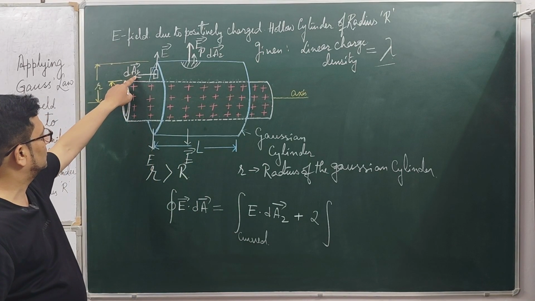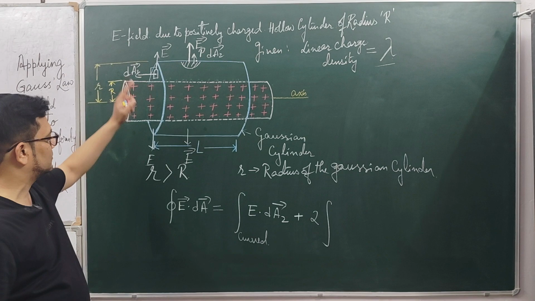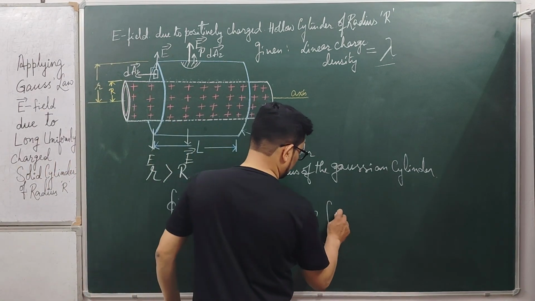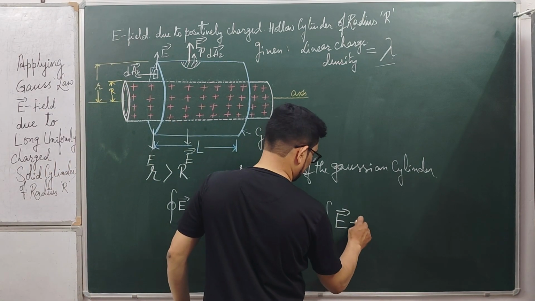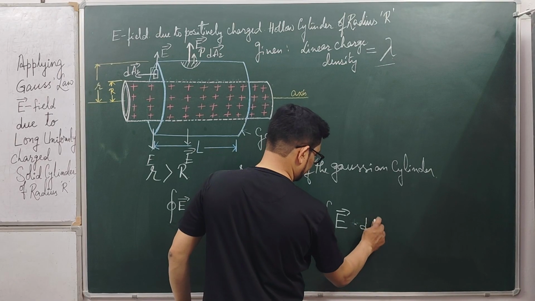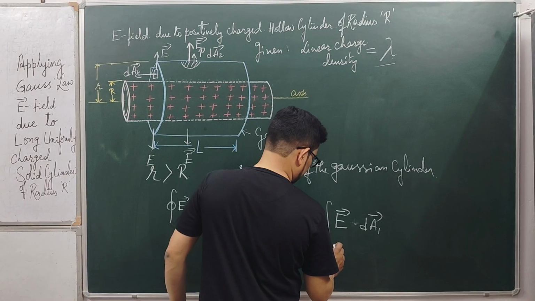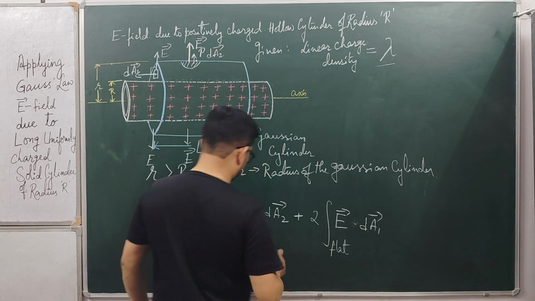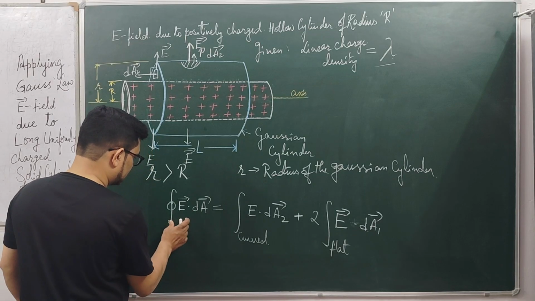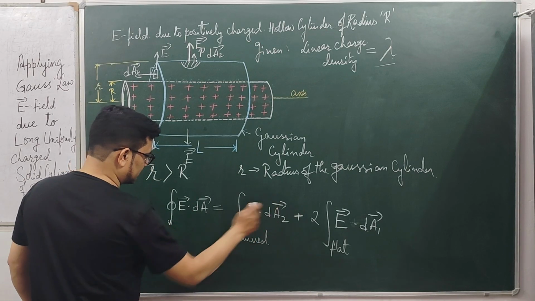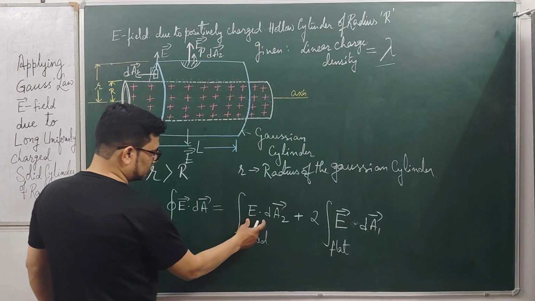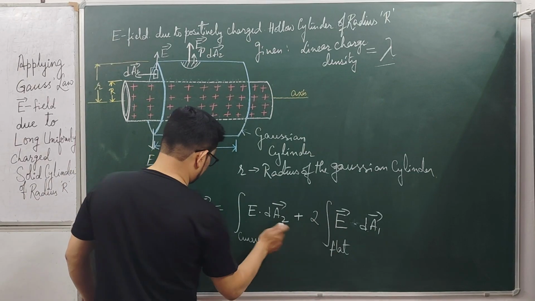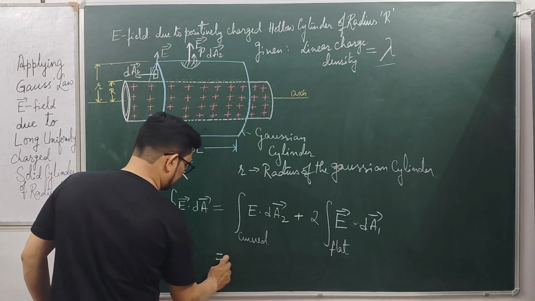So the quantities are going to be equal, so we can take twice of the integral of electric field E dot dA1, and this is for the flat surface. Now this entire thing is going to be this plus this. So if you want to find what comes out of it, we'll just operate this dot product.